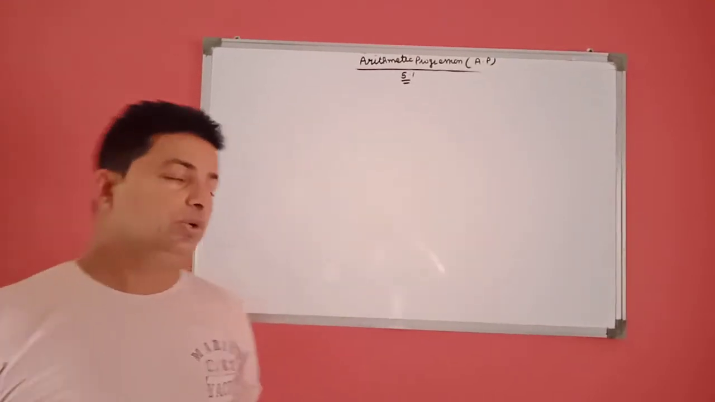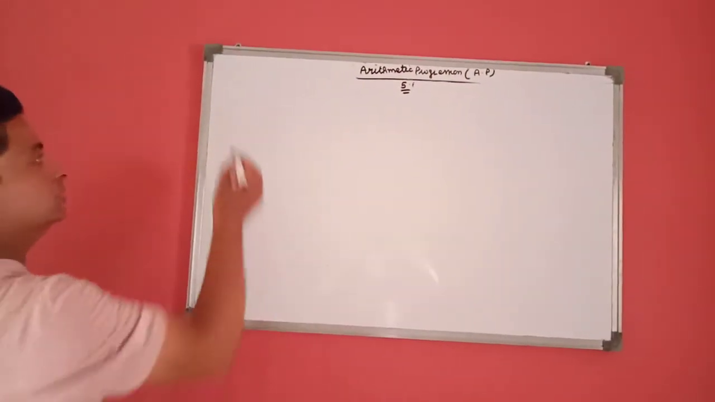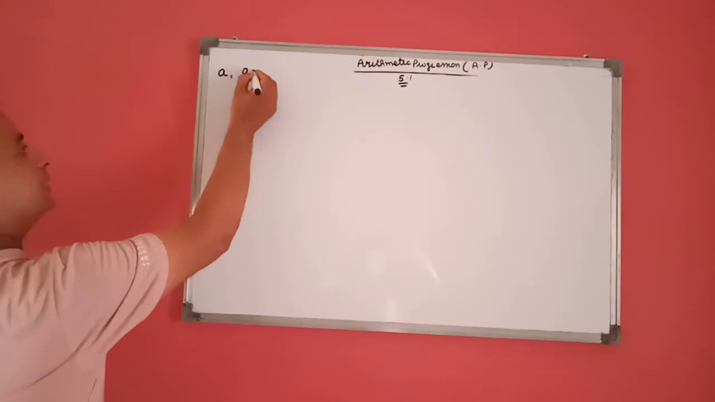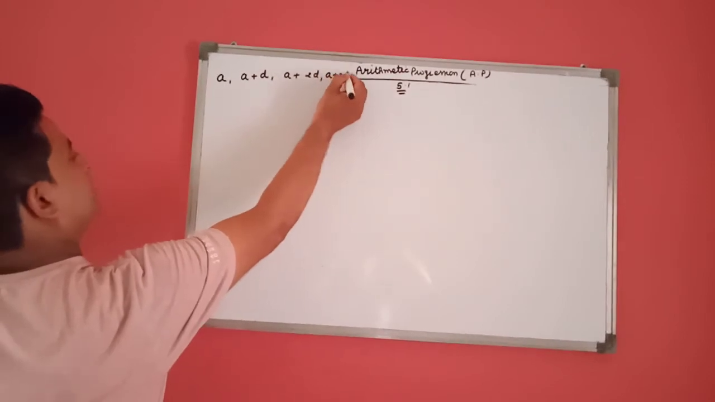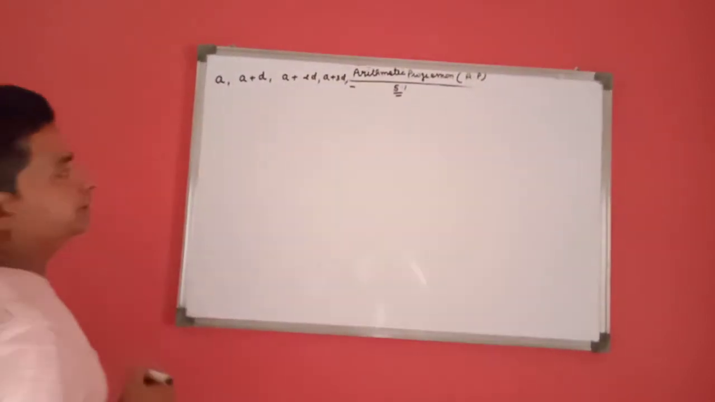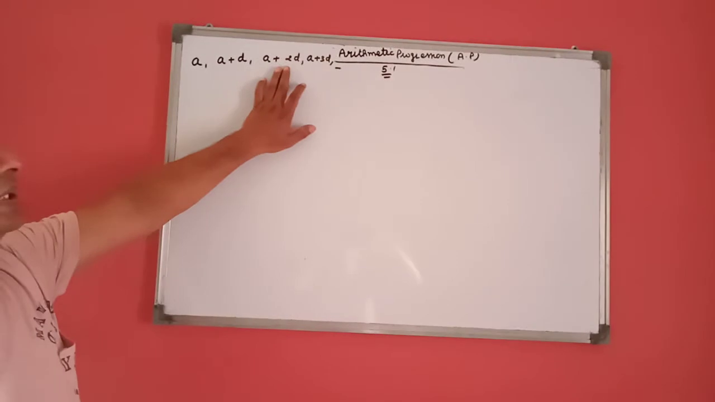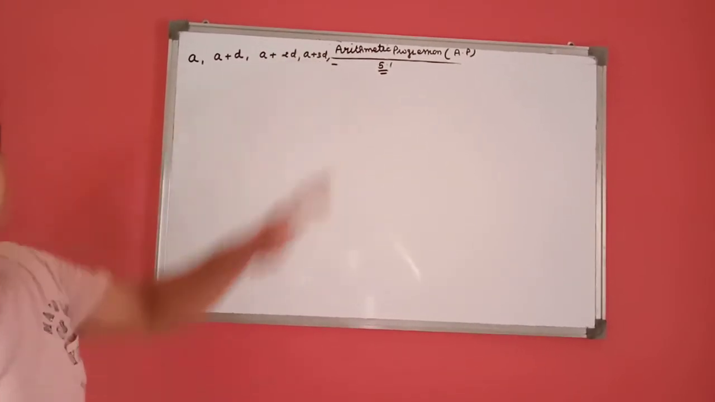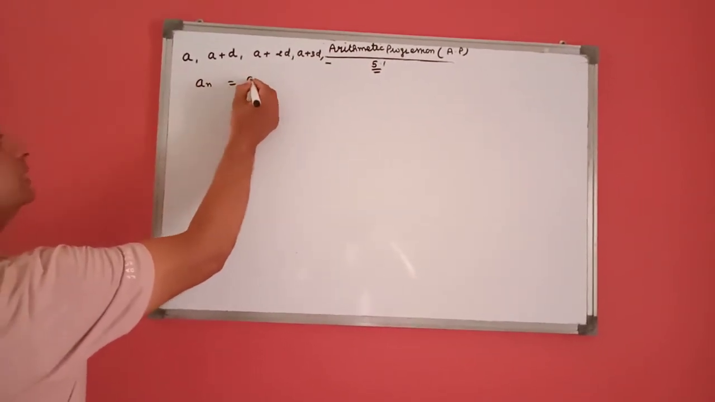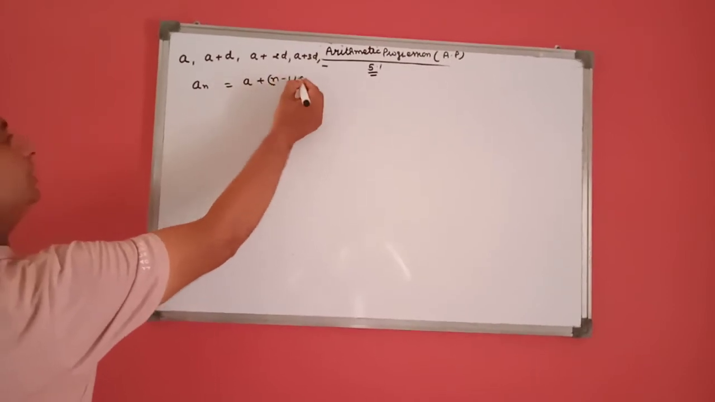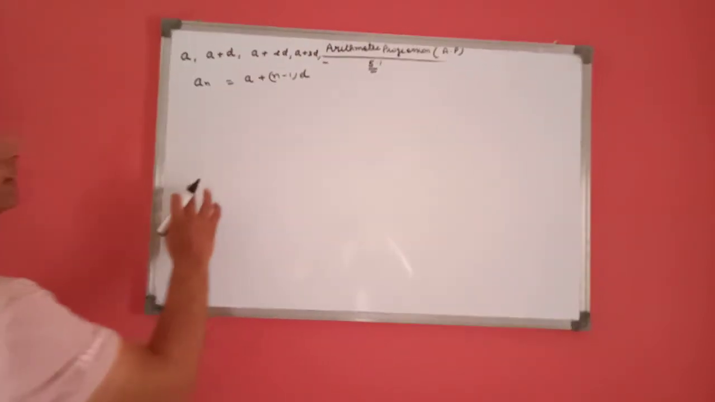Good morning, students. Today we start chapter number 5, that's arithmetic progression. In arithmetic progression, we have a series like this: a, a plus d, a plus 2d, a plus 3d, and so on. In this series, a is the first term, a plus d is the second term, a plus 2d is the third term, a plus 3d is the fourth term. For this, there is a general formula: an is a plus (n minus 1) into d. With the help of this formula, we can find the terms of the sequence.